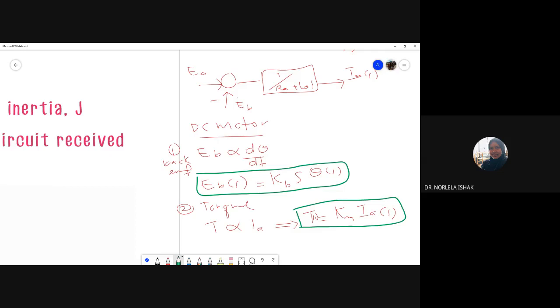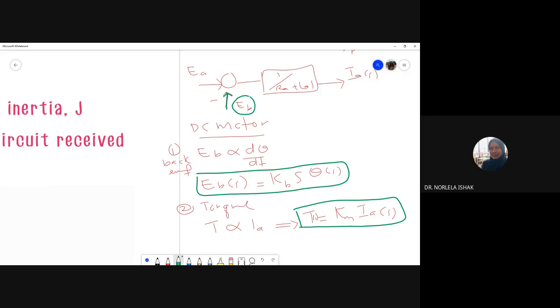Which one is our input? From the first equation of the DC motor, EB equal to KBS theta S. Which one is input, which one is output? EB is input? Remember what we had earlier? If EB is the input, what was before that? Before that, it was the output.